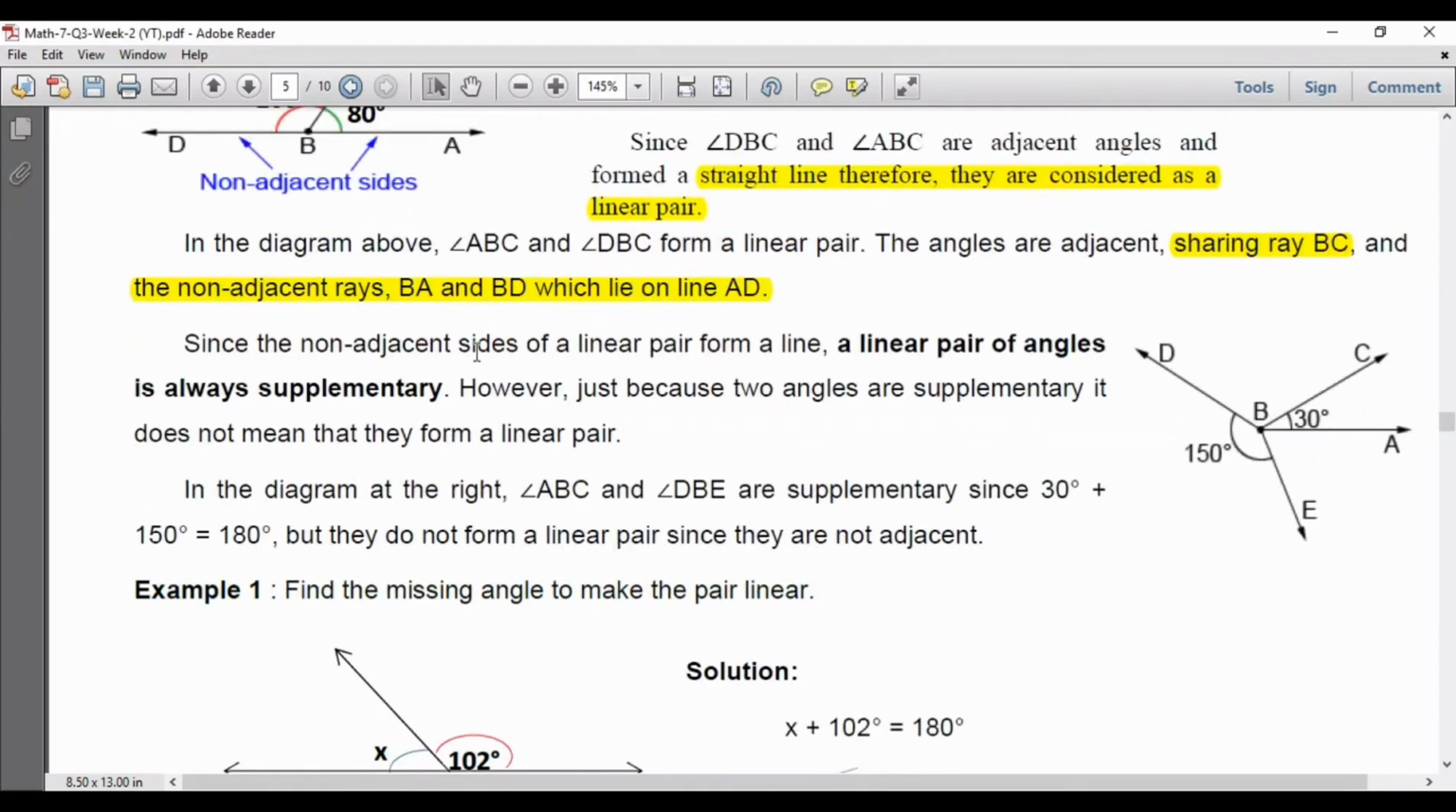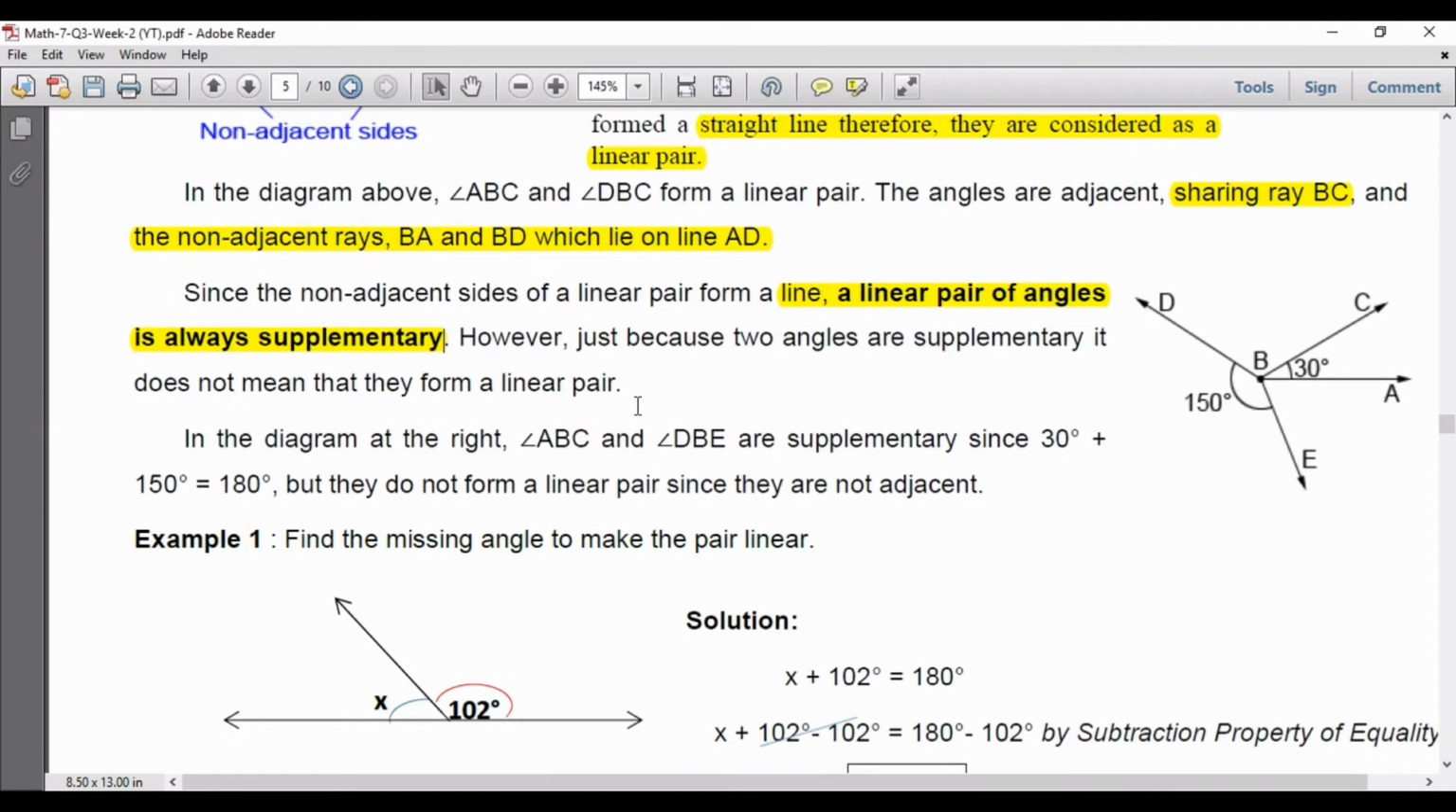Since the non-adjacent sides of a linear pair form a line, a linear pair of angles is always supplementary angles. So a linear pair forms a line. A linear pair of angles is always supplementary angles. Yes. So that's correct. However, just because two angles are supplementary, it does not mean that they form a linear pair.